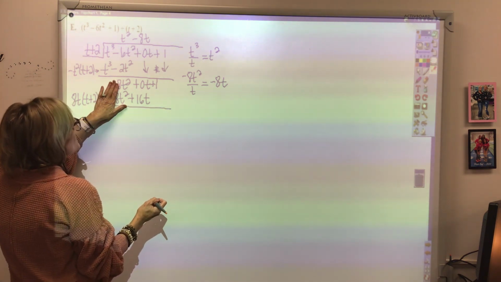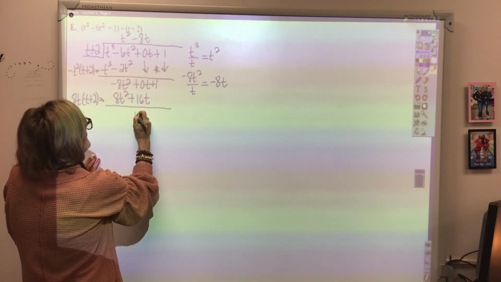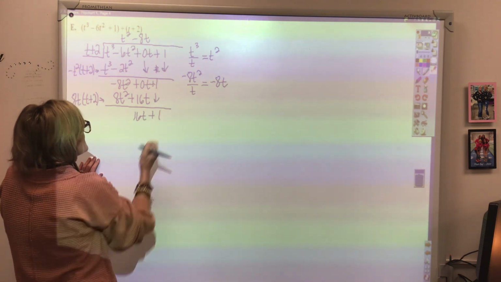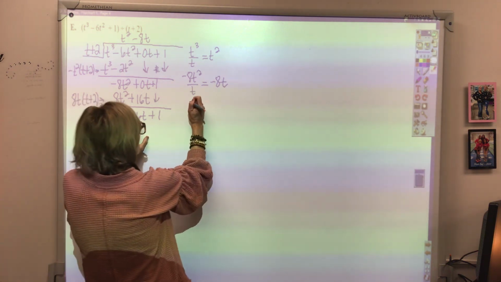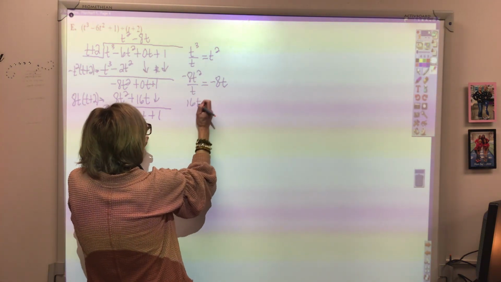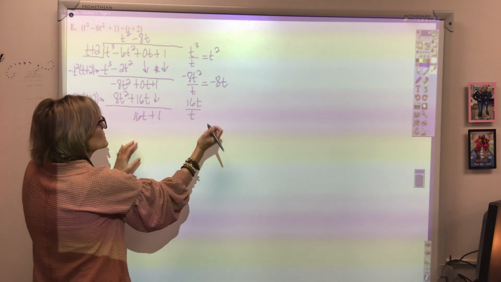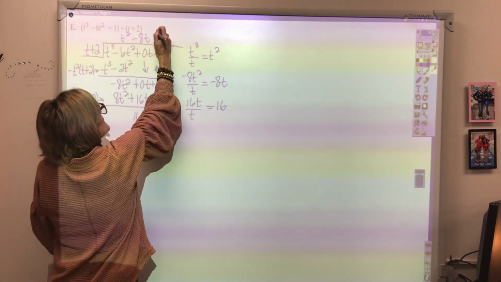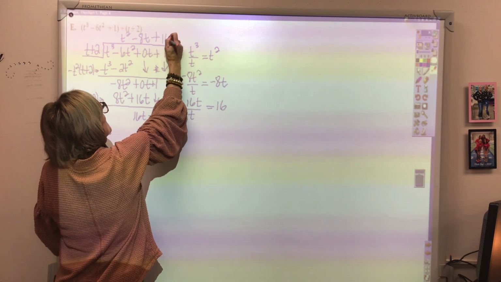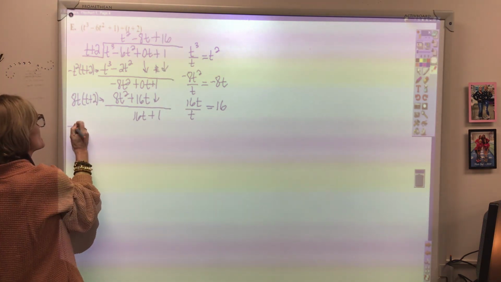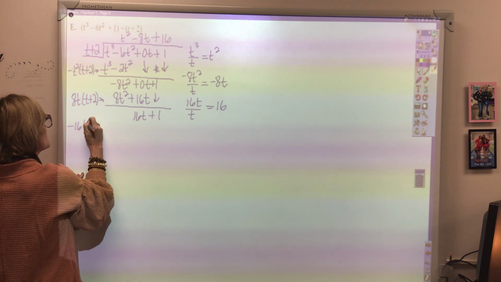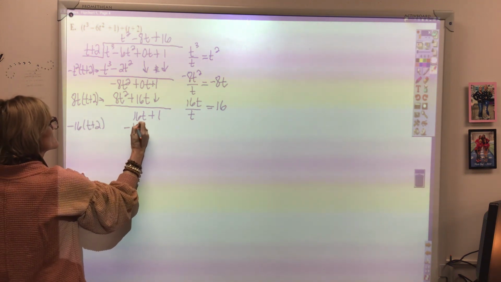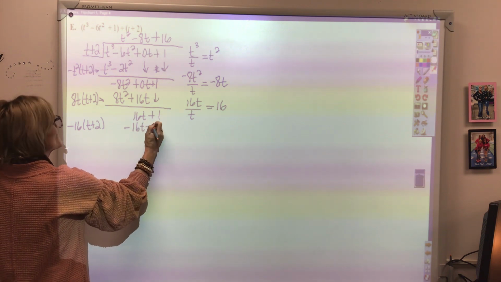The t squareds will cancel. We'll have 16t plus 1. So take the 16t and divide it by t, which will give us 16. Put a plus 16 on the top. Multiply through by negative 16, which will give us a negative 16t minus 32.